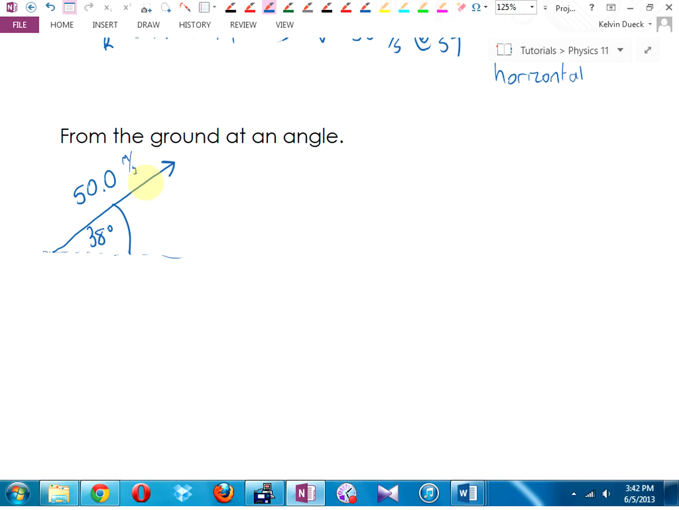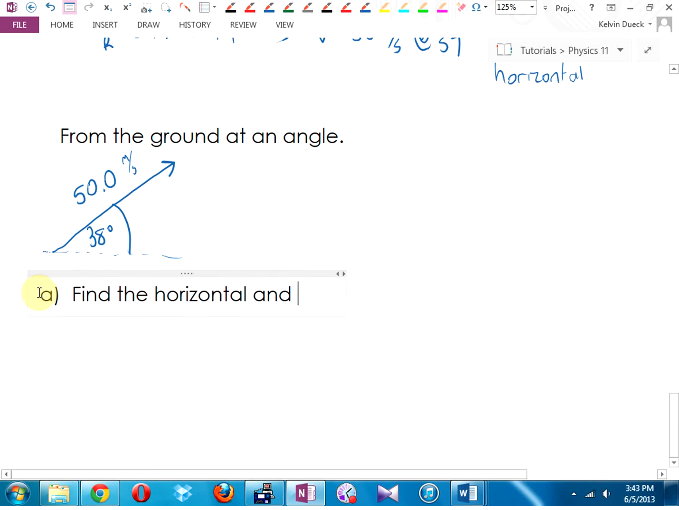So you give me this. In fact, I'll tell you what part A would be. Part A would say, find the components, except spelled properly. So you would say, all right. Now, if I hadn't given you the diagram, you would draw the picture yourself. And you go, okay.